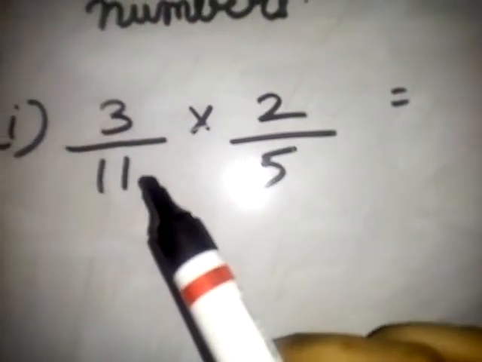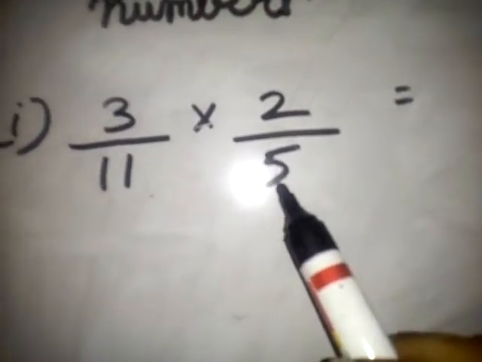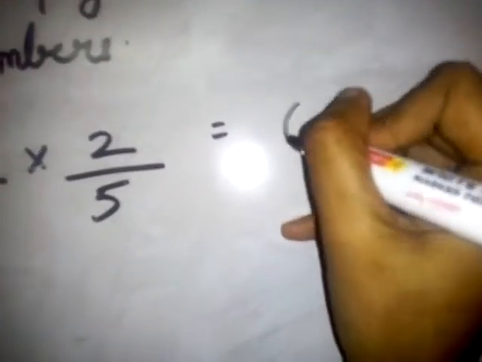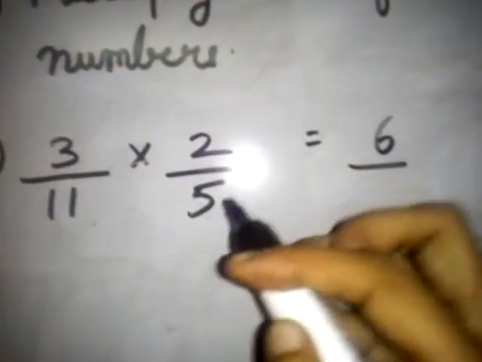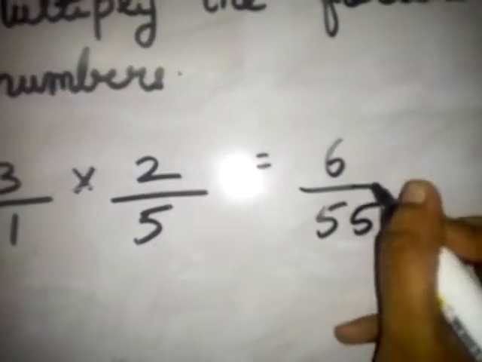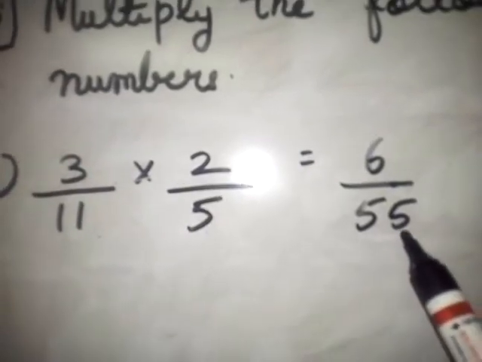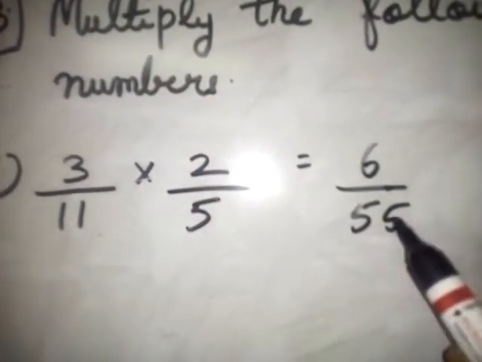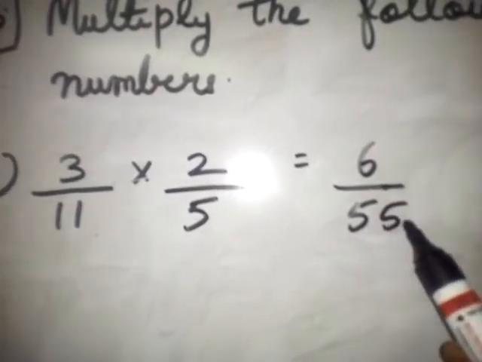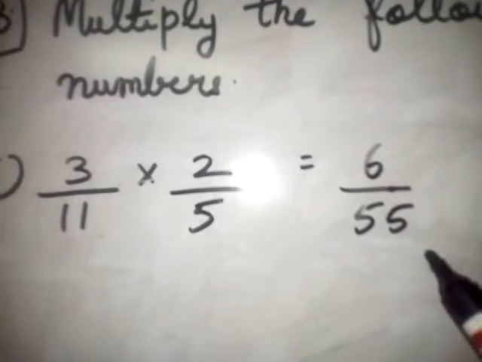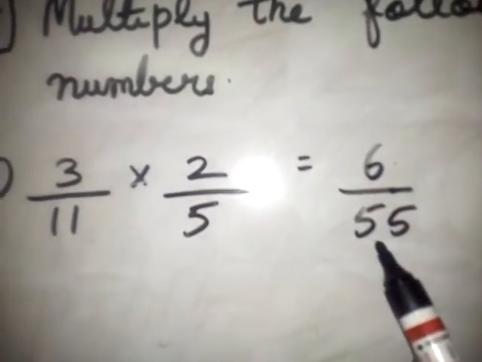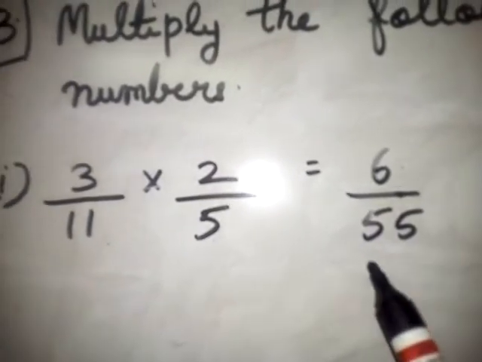Numerator by numerator you have to multiply and denominator by denominator also you have to multiply. 3 2s are how much? 6. 11 5s are 55. Answer is 6 upon 55. Now in 6 upon 55, the numerator and denominator are not divisible by the same number. 6 is divisible by 2. 55 is divisible by 11 and 5. So this is the answer.